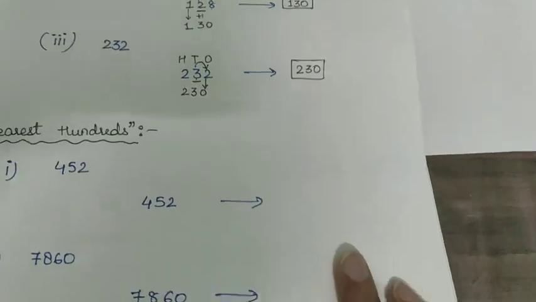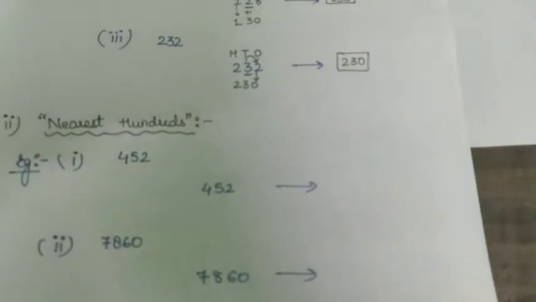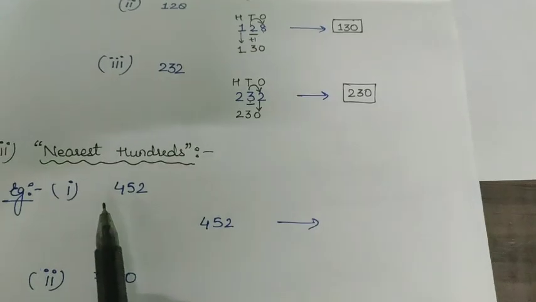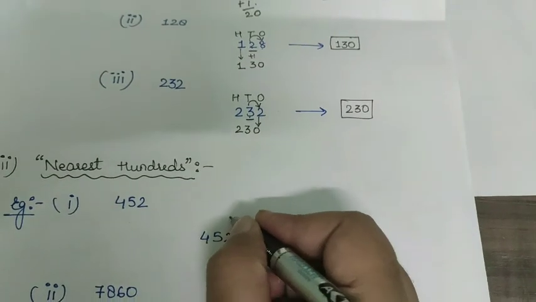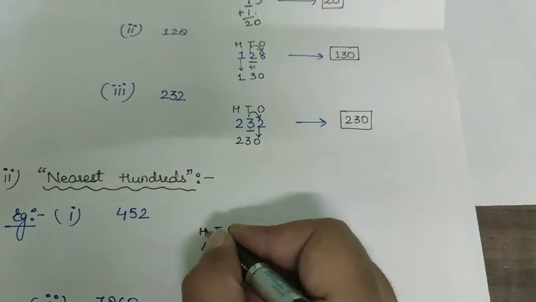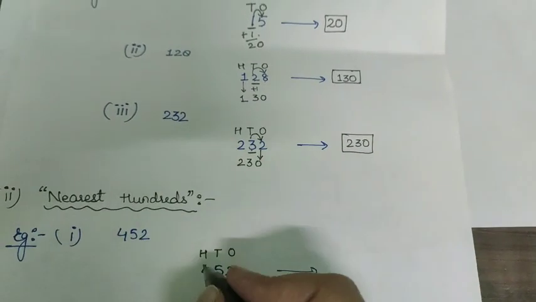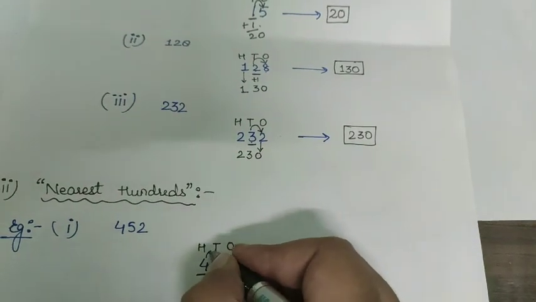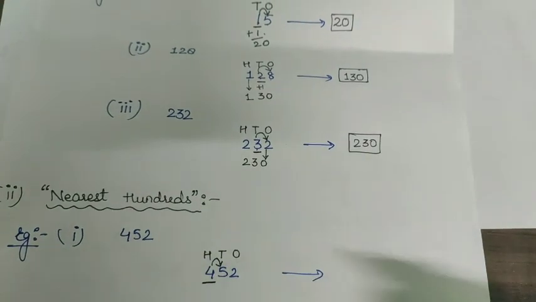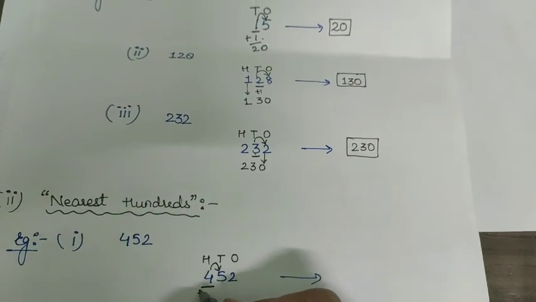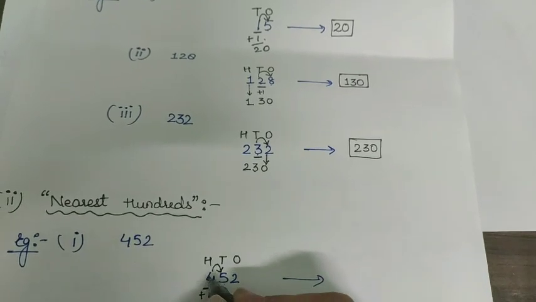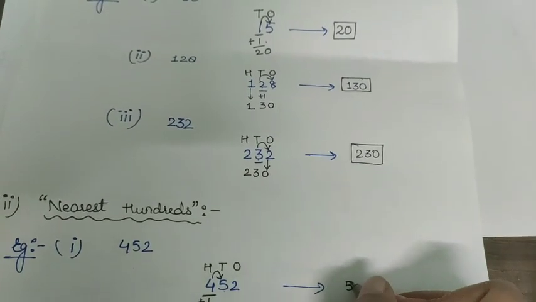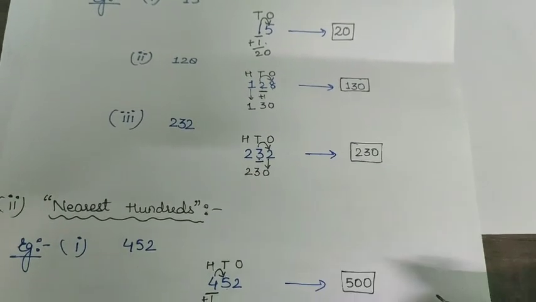Now we come to our next topic, that is, when we have to round off to the nearest 100. I will take one example, 452, and with the same procedure I will write the number and the place values. I have to round off to the nearest hundreds, so I will see the number at the hundreds place. It is 4. Now I will see the number behind it. It is 5. We all know that if it is 5 or greater than 5, I will add 1 to it. So this will be 5, and all the digits after it will become 0. So 452 will be rounded off to 500 in nearest 100.